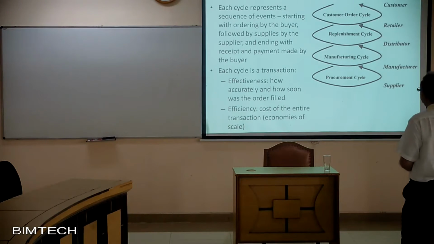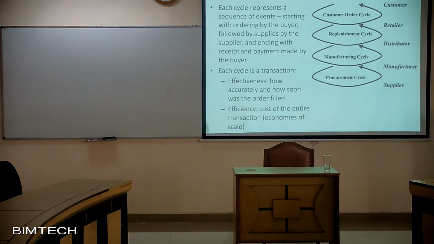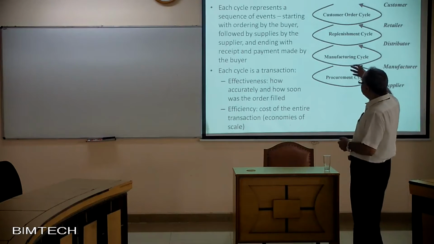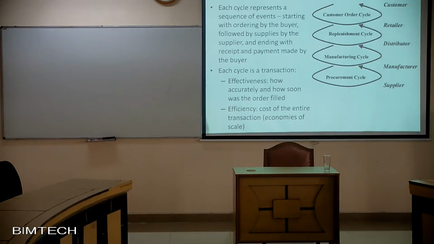Now, although we have 4 cycles with 4 different names, each of these cycles is identical or very similar in many ways. So what is happening within a cycle? A cycle represents a sequence of events. So what are these events? The cycle starts with the buyer within the cycle ordering certain items. The supplier within the cycle receives that order and then sends those items in the quantity that is required by the buyer. The buyer receives all those supplies, and finally the buyer pays the supplier the money in exchange for the items received.